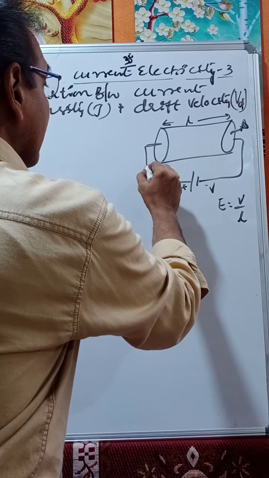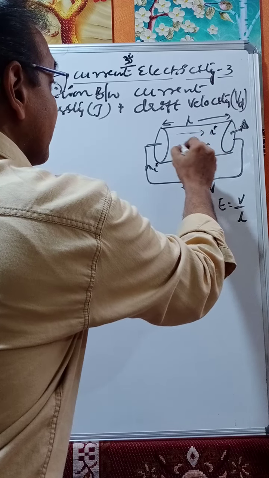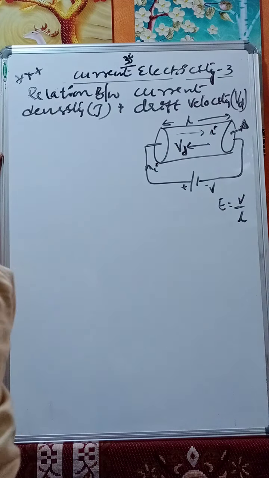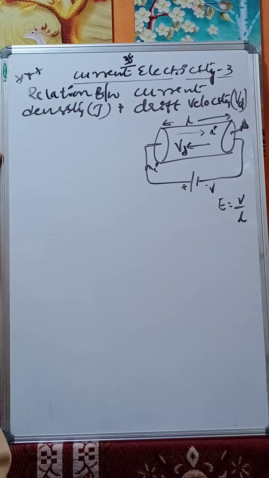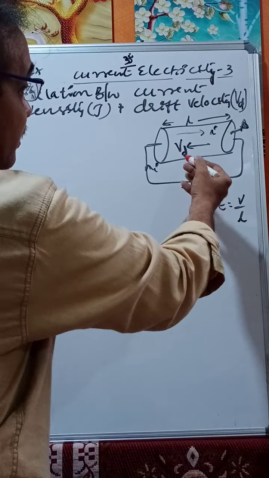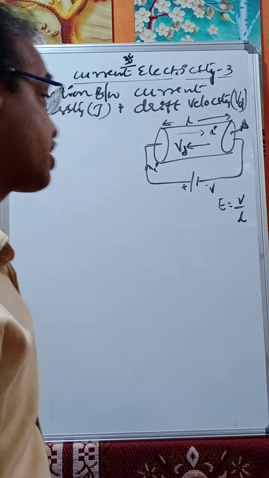Now let the current I be flowing like this. Then electrons move with a velocity called the drift velocity Vd. Because of the applied potential, the electrons acquire a velocity called the drift velocity.